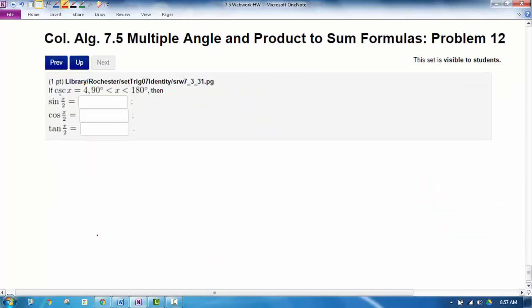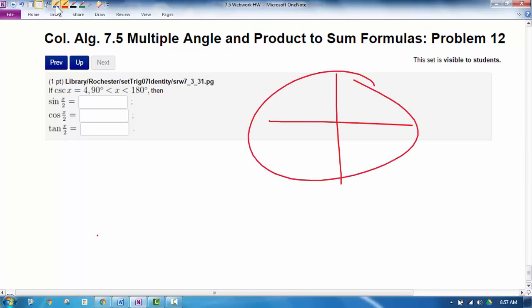Alright, so then the last problem tells us the cosecant is equal to 4, and it tells us our angle is between 90 and 180. So first off, I'm going to draw a reference triangle that's between 90 and 180, and I'm going to label the cosecant of x is equal to 4. Cosecant is the reciprocal of sine, so it's going to be hypotenuse over opposite, so I'm going to do 4 over 1 right here, and then do the Pythagorean theorem to find this length, which is the square root of 15, and that'd be negative because I'm going back here.